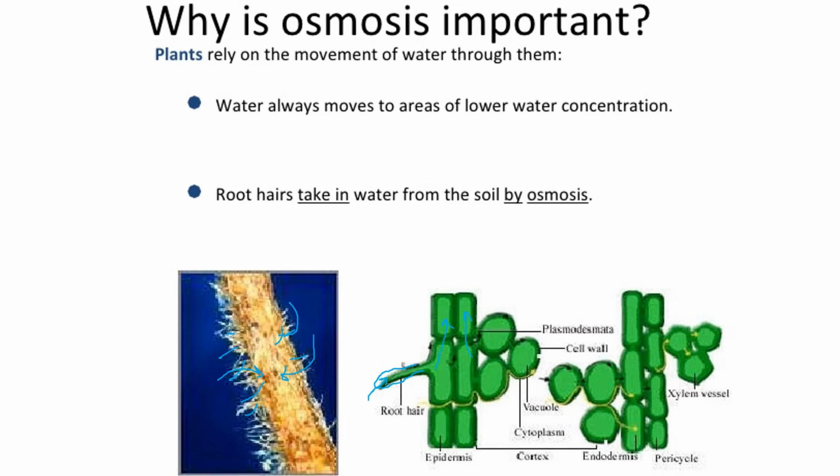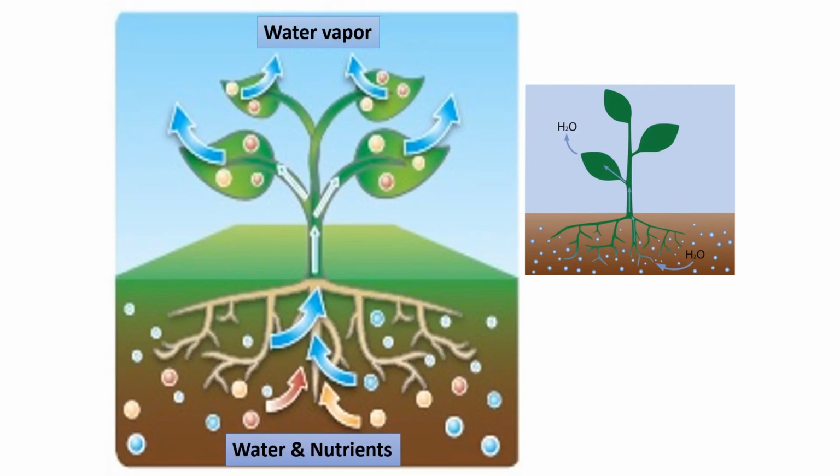So water always moves to the area of low water concentration, because if we put a lot of water in the soil, the water will be absorbed by the plants. Root hair will take in water from the soil by osmosis and distribute it even between themselves also. So here we show how water together with nutrients moves by osmosis from the soil to the roots, and then is distributed between cells and moves to the leaves, where evaporation is happening.